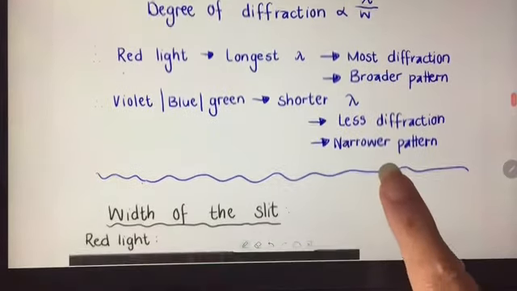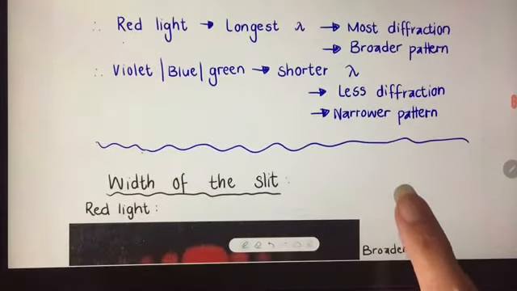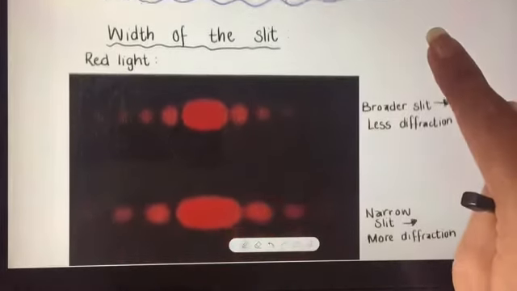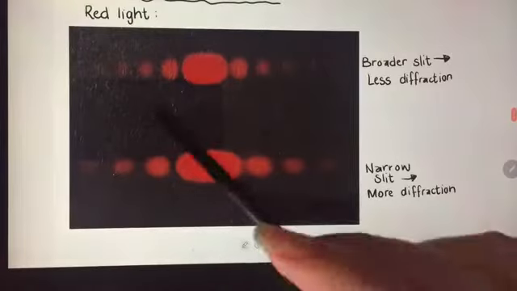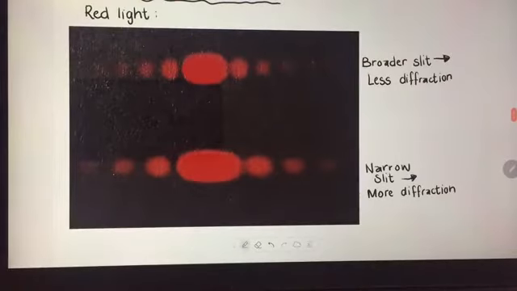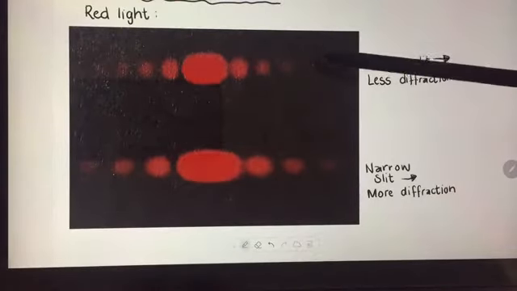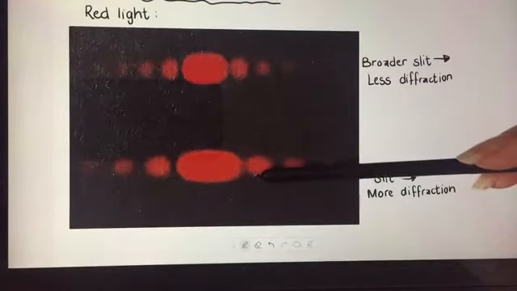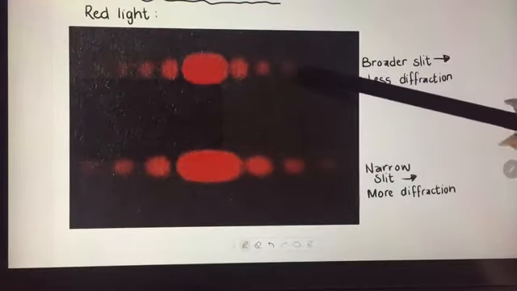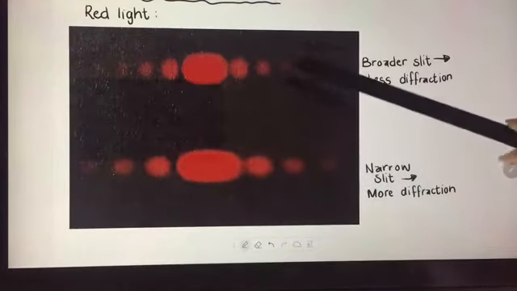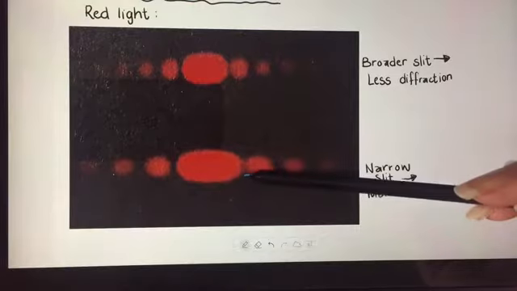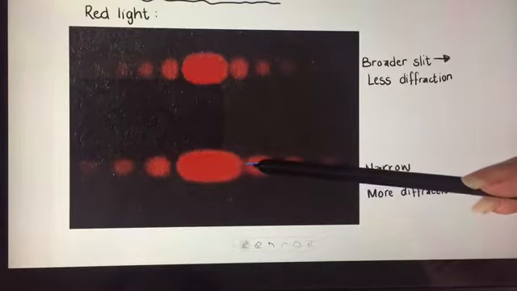Okay, now our second factor that influences the amount of diffraction is the width of the slit. Over here, I've got red light, of course, in both cases, but over here, I've got a broader slit compared to over there. So with a broader slit, we can see narrower bands, so there's less diffraction. And with the narrow slit, we've got more diffraction.